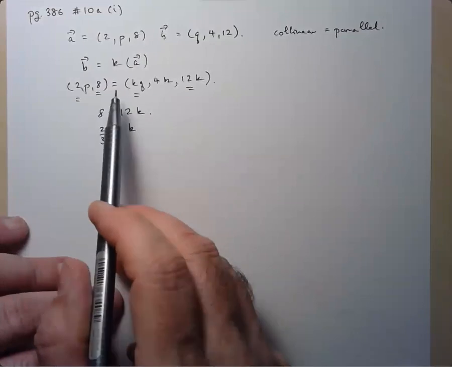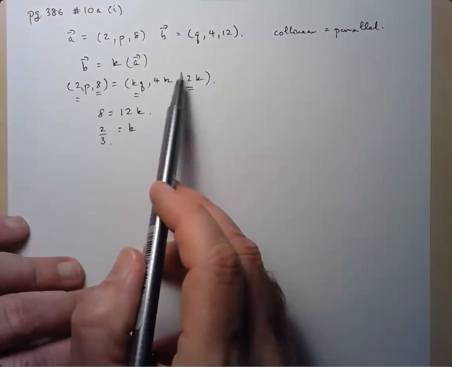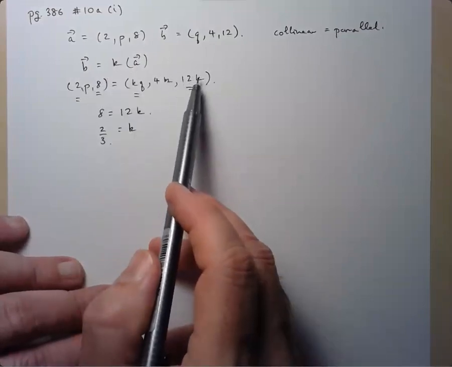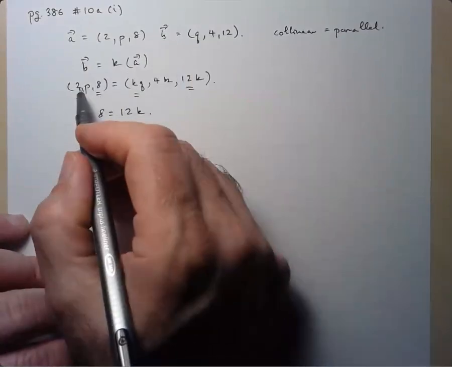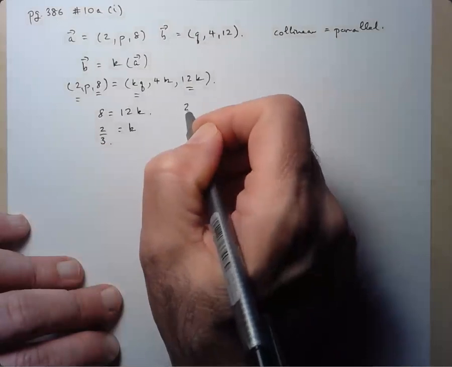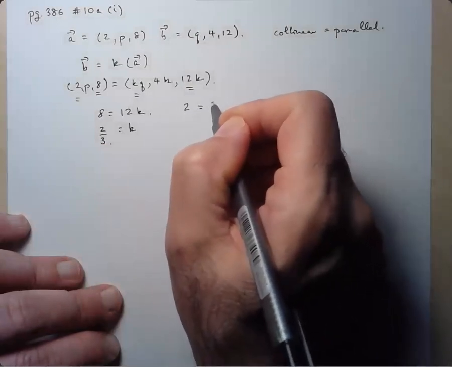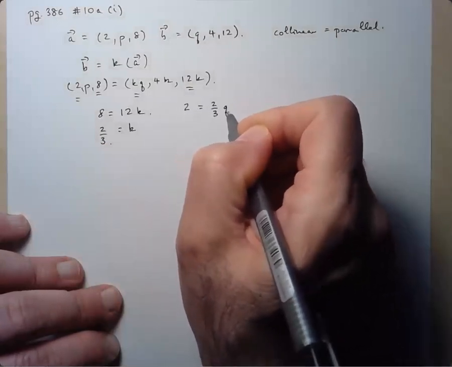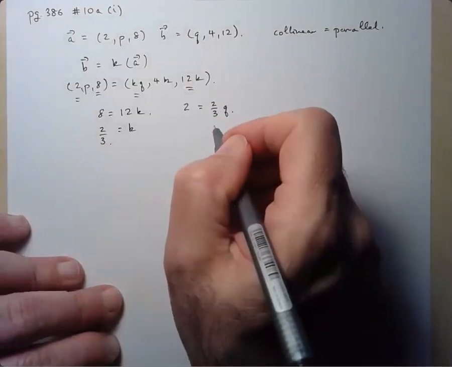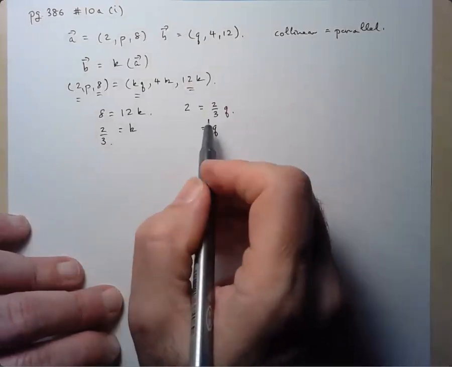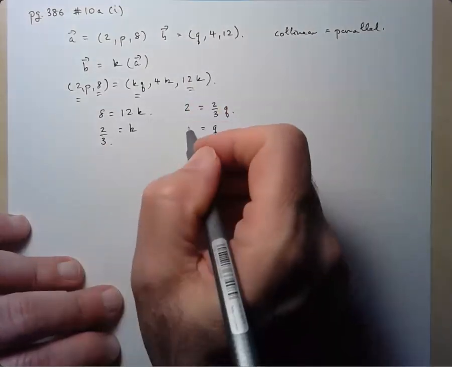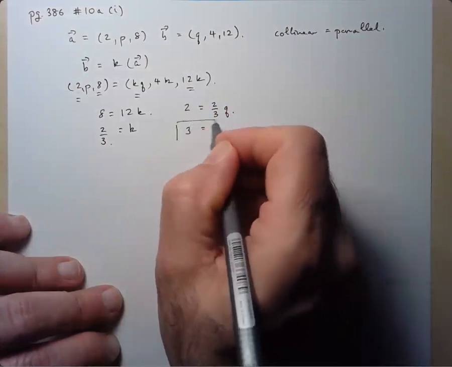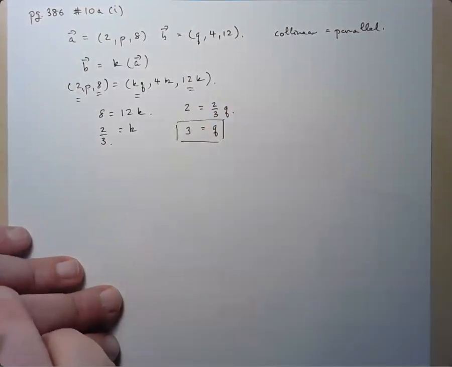So do you see that in order for the Z components to be equal, K has to be equal to 2/3. So now when I look at the X components, 2 needs to be equal to 2/3 times Q. And lo and behold, I can solve for Q. Okay. So I just multiply the other side by 3 over 2, and I'm going to end up with 3. So Q has to be equal to 3.